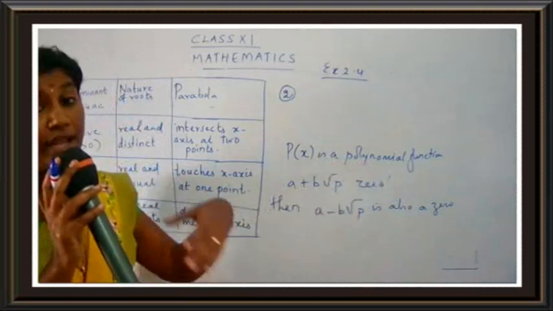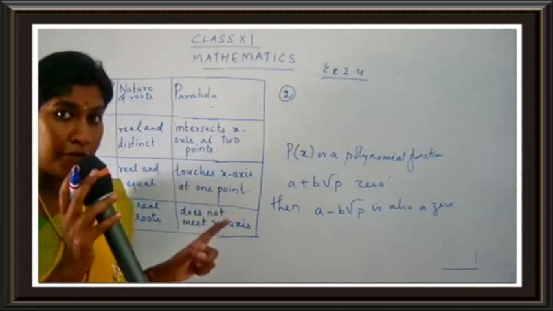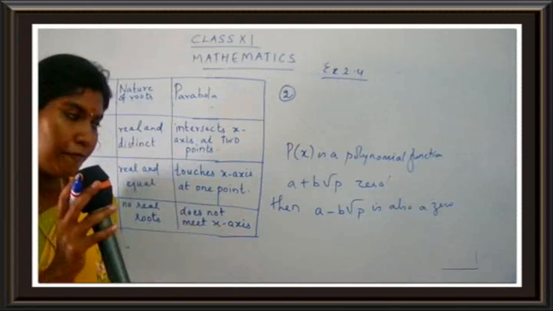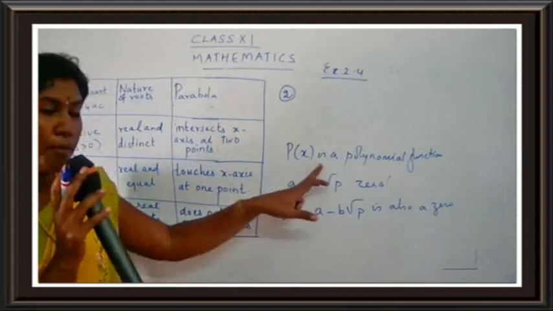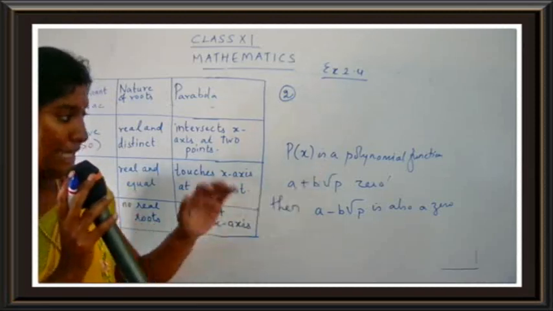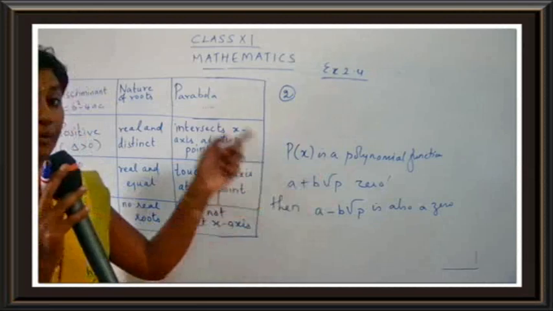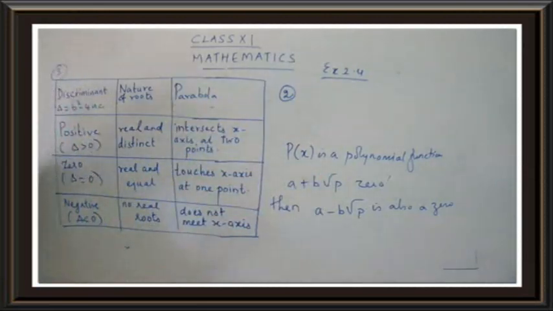Do not apply it for any other function except polynomial function. So read the question carefully and accordingly we have to follow the step. For a polynomial function, if one of the 0s is a plus b root p, you can consider the next 0 as a minus b root p.